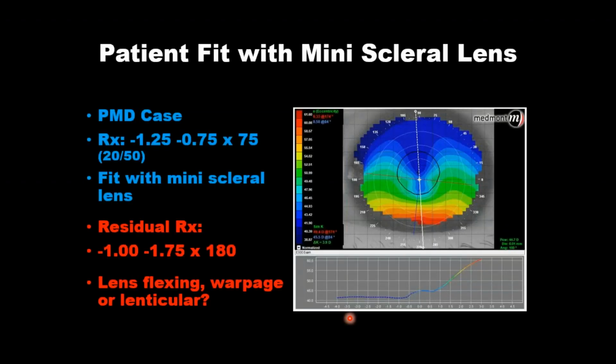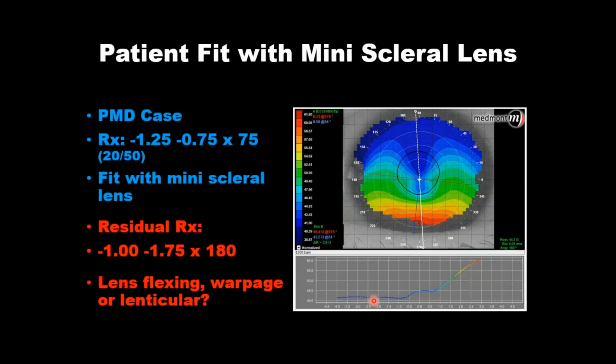Now, we don't always need a front toric. It happens relatively often in scleral lenses. Around 30% of the time is what's been reported as the percentage that we need a front toric scleral lens.